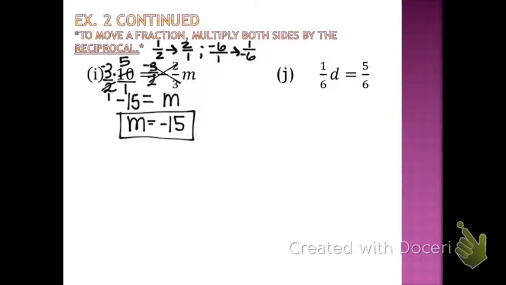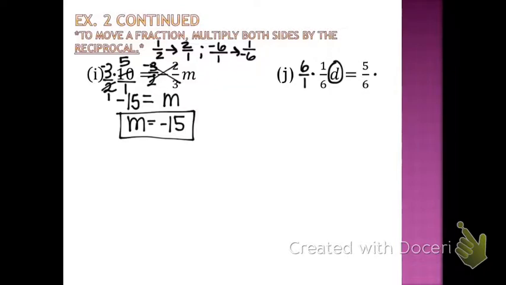What's the variable we're trying to isolate? D. Okay, and what do we need to move to make that happen? 1/6. And how do we move it to the other side? Multiply. By 6 over 1. Again, we're trying to move a fraction to the other side.